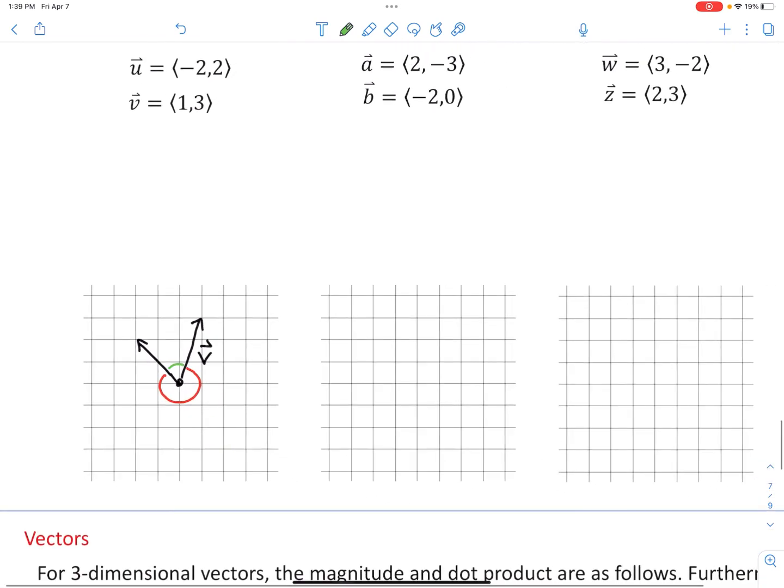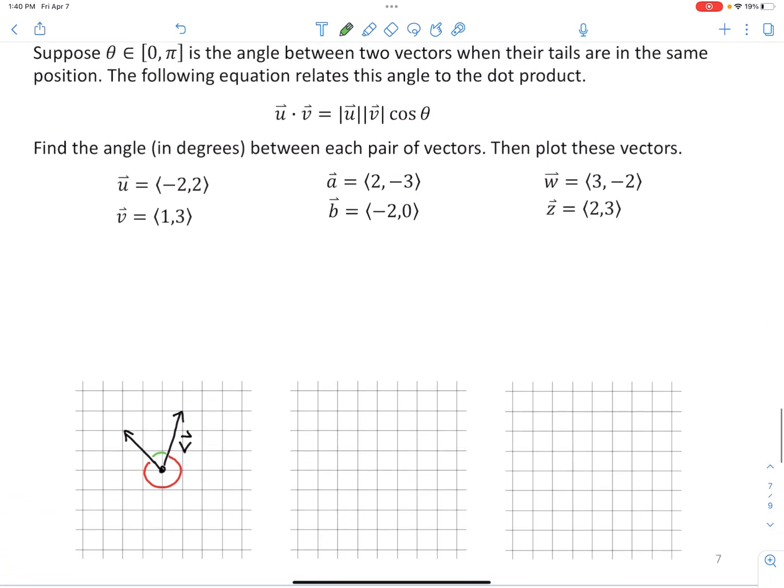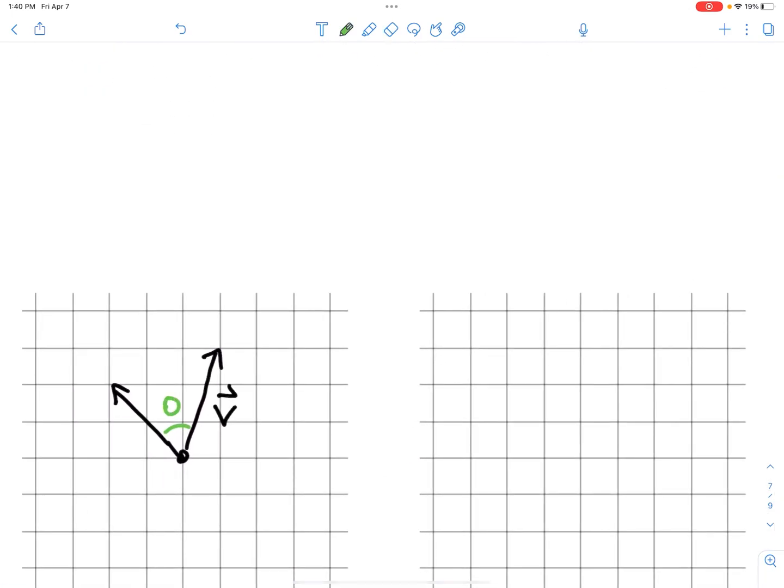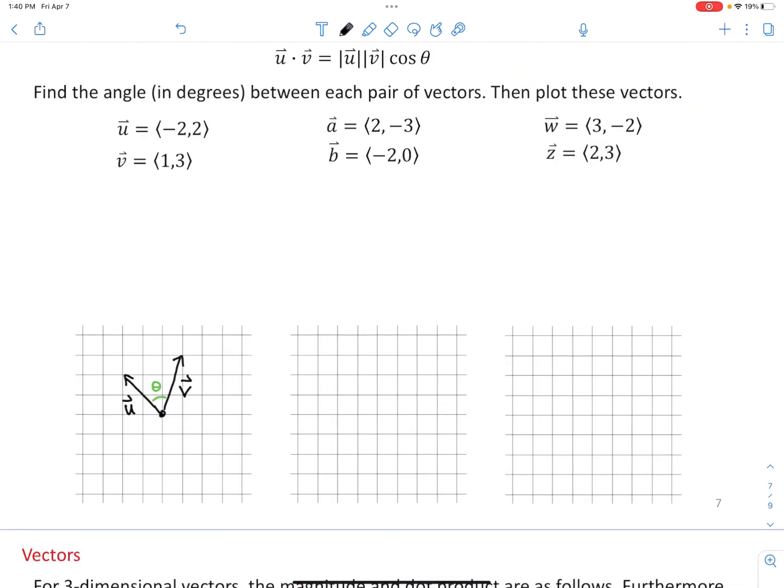Now the angle in question that the formula is referring to is the shorter of these two. It's always the angle that's in this interval right here, which is from 0 to pi, which is 0 to 180 degrees. So the red angle is not of interest. We're trying to answer the question, what is this green angle? That's the theta. Let's go ahead and graph all pairings, and then we'll talk about how to find these angles.